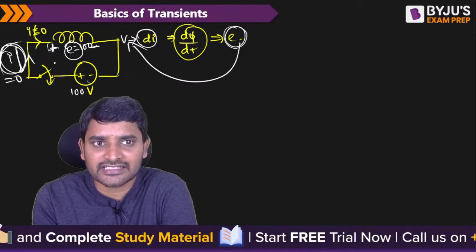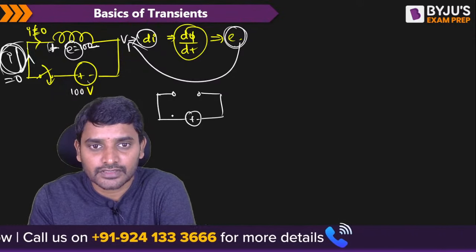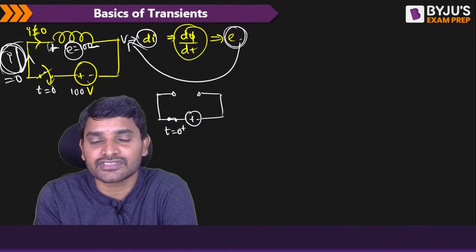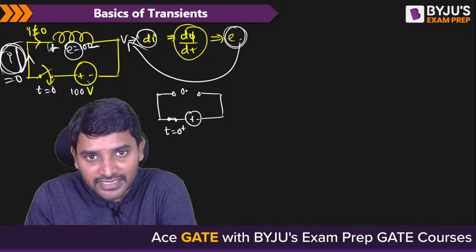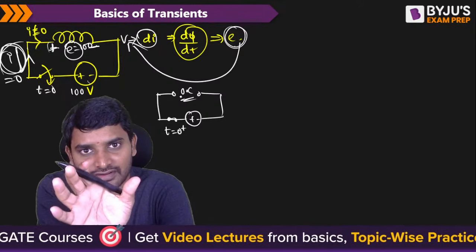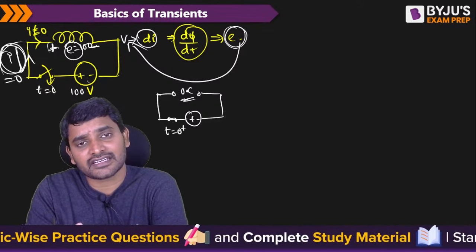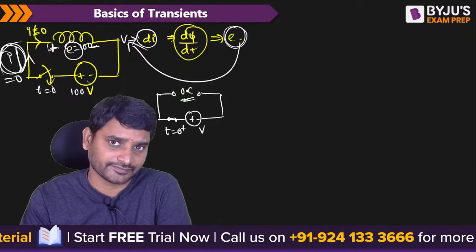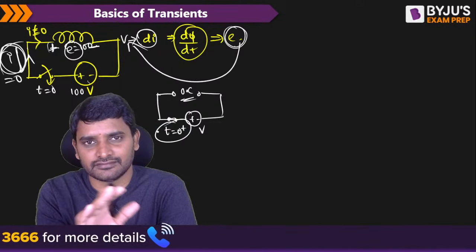So if current is zero, I can say that it's an open circuit. So it is just after the switching instant. If I close the switch at t equal to zero, now I take t equal to zero plus, just after the switching instant, the inductor behaves like an open circuit. Why? Because enough amount of EMF is going to be induced in the inductor, and it opposes the supply voltage, so it will not drive any current. It happens only just after the switching instant.